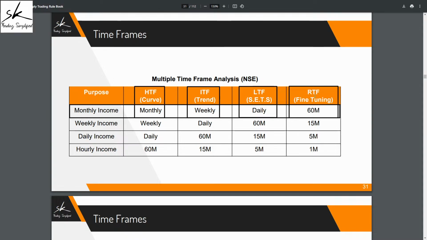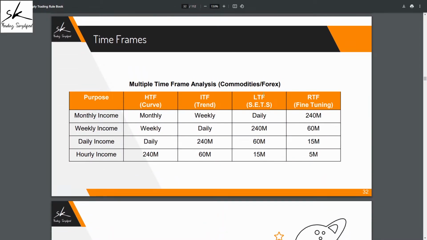Now mind it, this table that we have on page number 31 is specifically for the NSE market because it is only open for about 6 hours 15 minutes during the day. It's open for a very short duration. But if you're trading markets that are open for longer durations like commodities, forex, cryptocurrencies, then you can refer to the table that we have on page number 32.